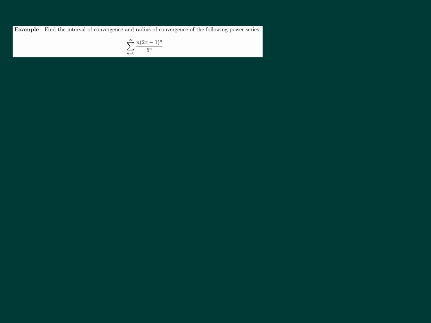Next example, the sum n equals 0 to infinity of n times (2x - 1)^n over 5^n. Again, we're asked for the radius and interval of convergence. So, write down a_(n+1), replacing all the n's with n plus 1's. You get the following formula, (n+1)(2x - 1)^(n+1) over 5^(n+1).